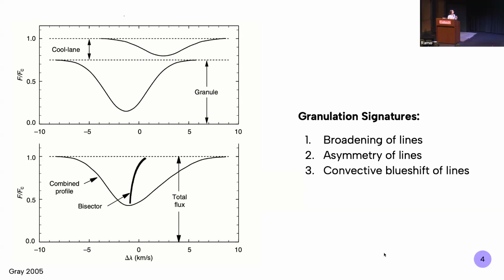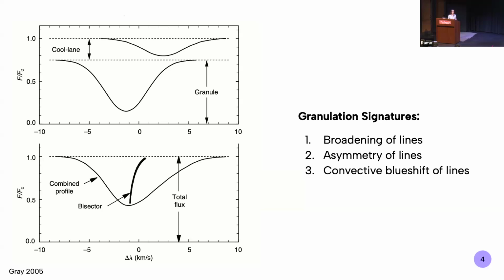More interestingly, we have an asymmetry in our net profile, and this is due to the fact that we're receiving an unequal amount of photons between the lanes and the granules, with the lanes producing fewer photons. As a result, the red wing is going to get damped, producing an asymmetric bisector. In addition, we get a net convective blueshift in our lines, due to the fact that the granules are so much brighter and so much larger in size. Therefore, they dominate the wavelength shift in the net profile, causing a net convective blueshift.